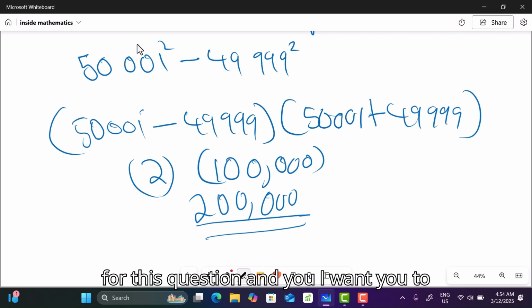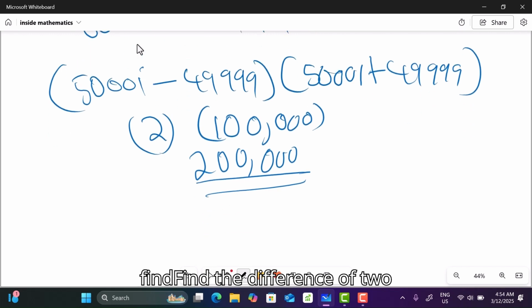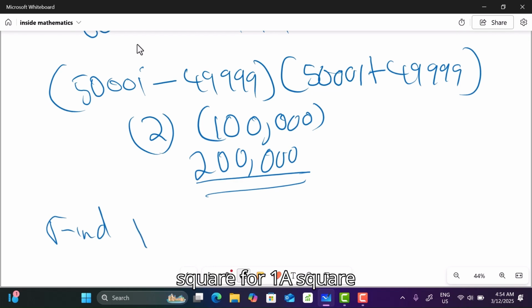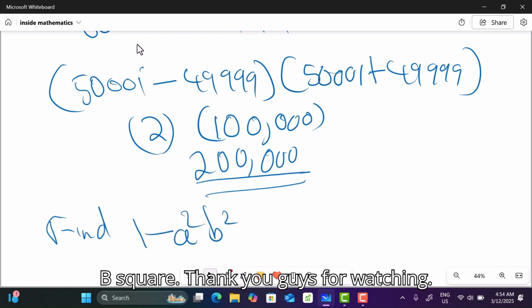And I want you to find the difference of two squares for 1 minus a square b square.